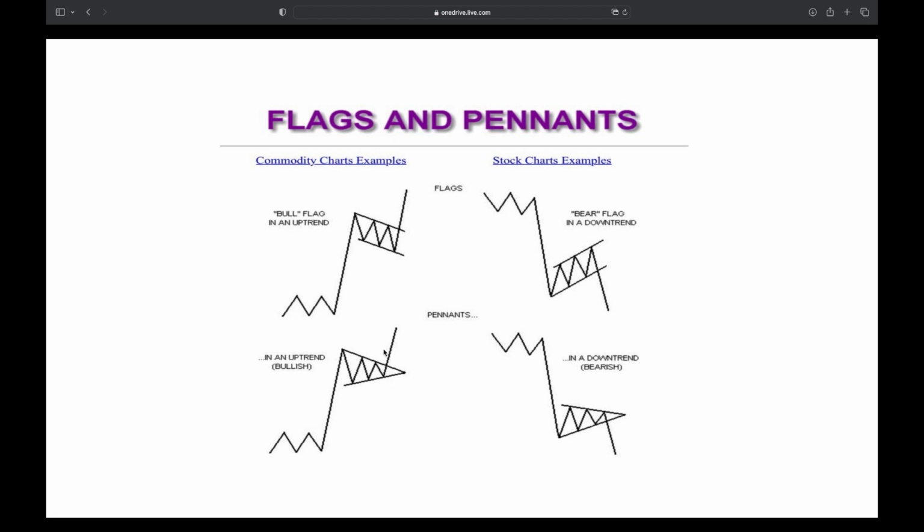This is a pennant. The difference between the pennant and the flag is the pennant has the triangle, you dig? The market goes up, creates the triangle, gets smaller and smaller, then they break out and go up. A bearish pennant: the market comes down, consolidates for a minute, gets smaller and smaller, leaves room to breathe, and breaks out to the bottom, and it goes.